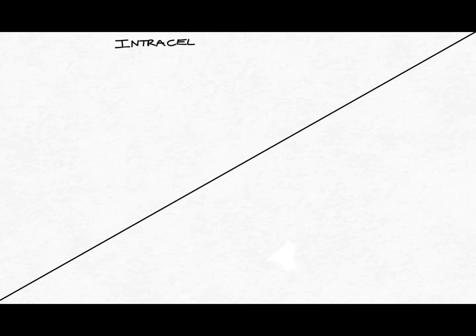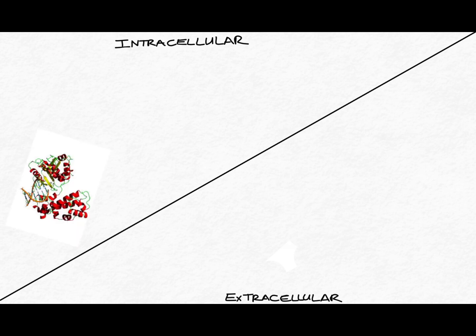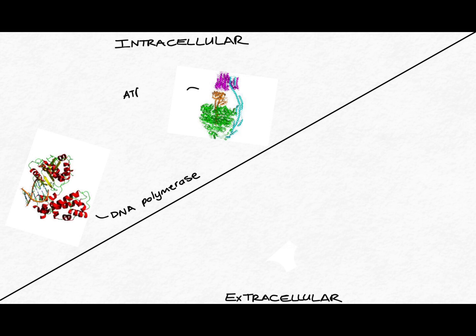Enzymes can be either intracellular or extracellular. Now, intracellular enzymes are produced, manufactured, and function within the cell itself. One example of this type of enzyme is DNA polymerase. DNA polymerase is responsible for the DNA synthesis within our cells during cell replication. Another example is ATP synthase, which is an enzyme responsible for the synthesis of ATP, that is an energy carrying molecule used throughout our body.